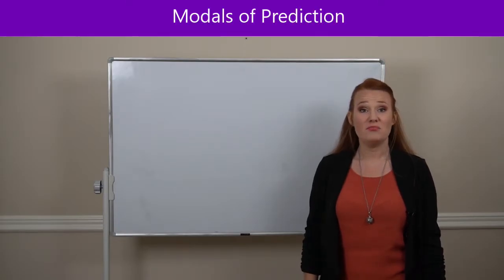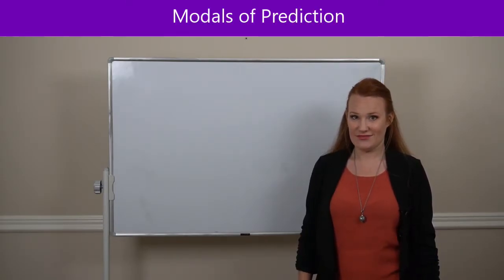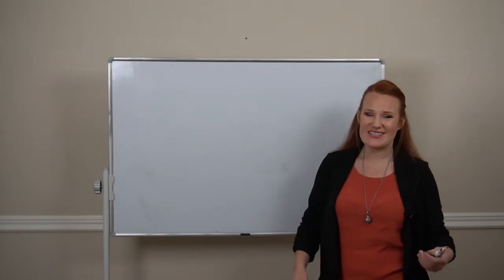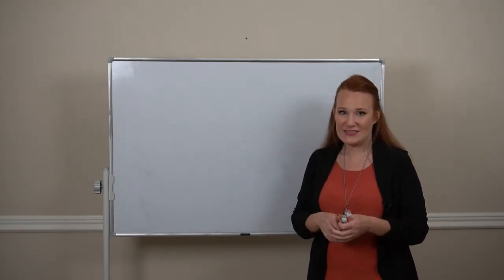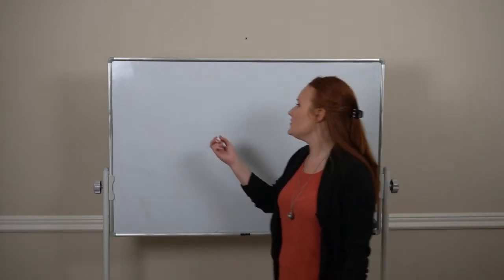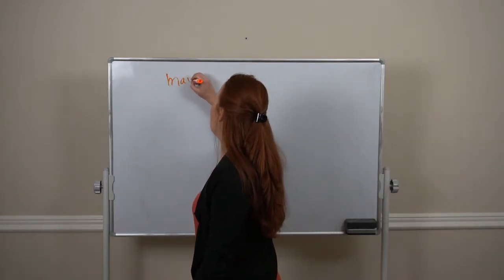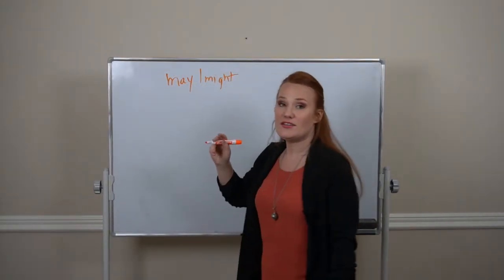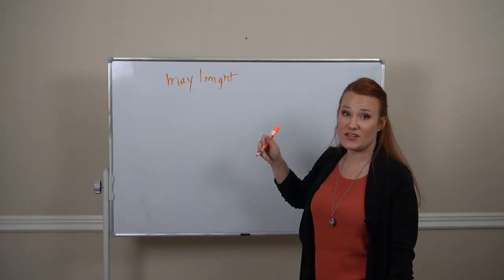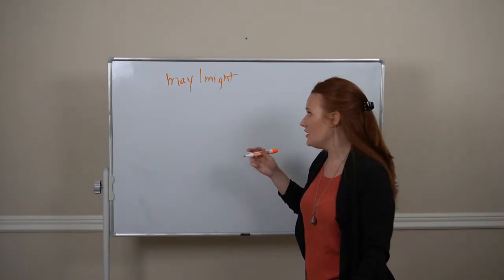Today, let's break down modals of prediction. So we'll use these when we're just not sure. Maybe something is true, maybe it's not. We don't know. We can use may and might. So they can be used to make predictions for the present and future.